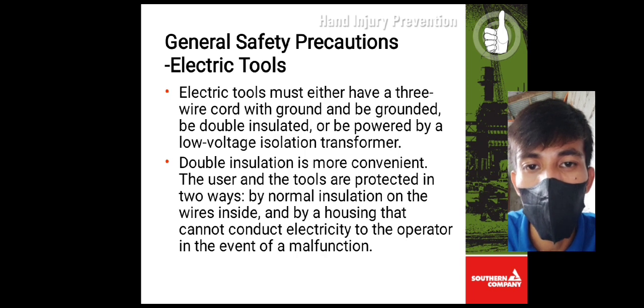Electric tools must either have a 3-wire cord with ground and be grounded, be double insulated, or be powered by a low voltage isolation transformer. Double insulation is more convenient. The user and tools are protected in two ways: by normal insulation on the wires inside and by a housing that cannot conduct electricity to the operator in the event of a malfunction.